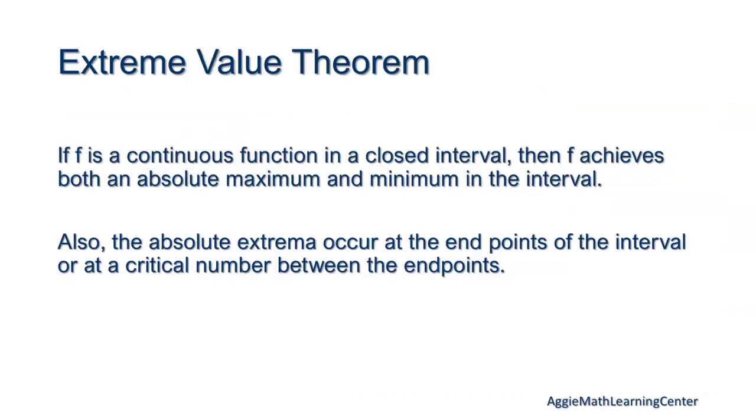Okay. So remember we use the extreme value theorem a lot. If f is a continuous function in a closed and bounded interval, then f achieves an absolute maximum and minimum in the interval. And it's going to either occur at the endpoints or the critical number. So basically, if f is continuous, we do have a max and a minimum.